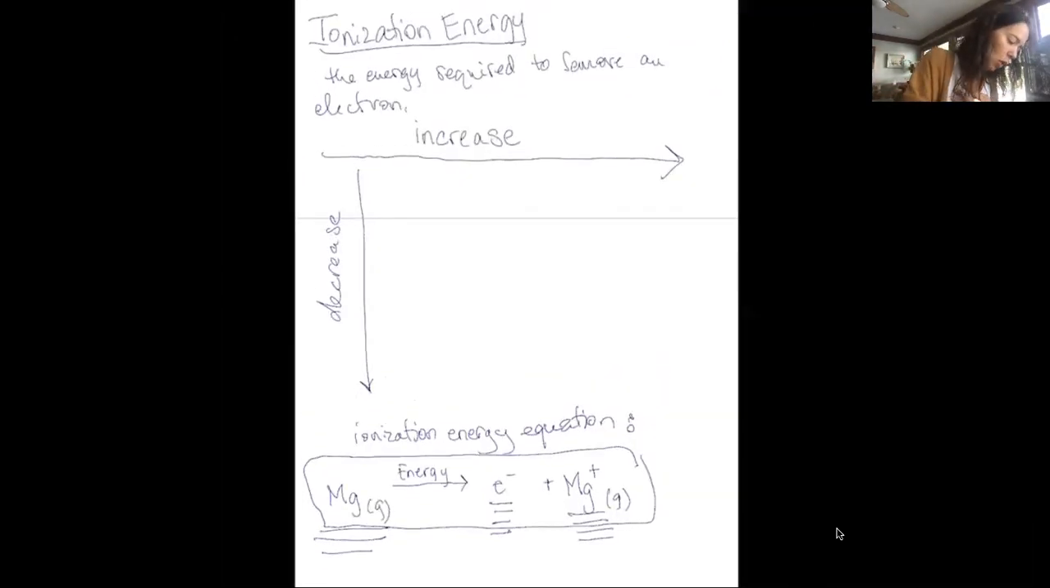Okay, why is the trend what it is? Why? Well, electrons are attracted to the nucleus.